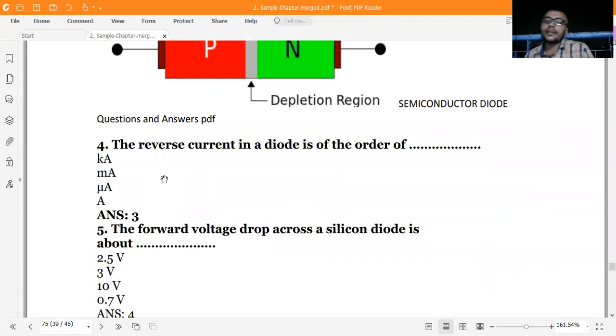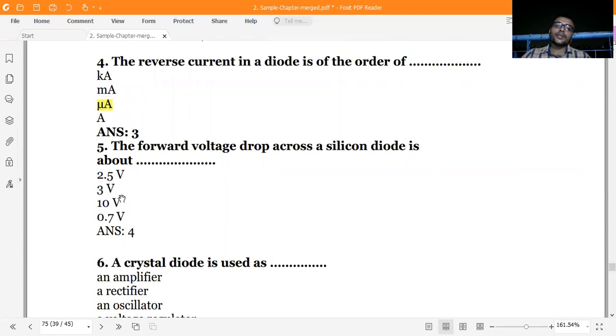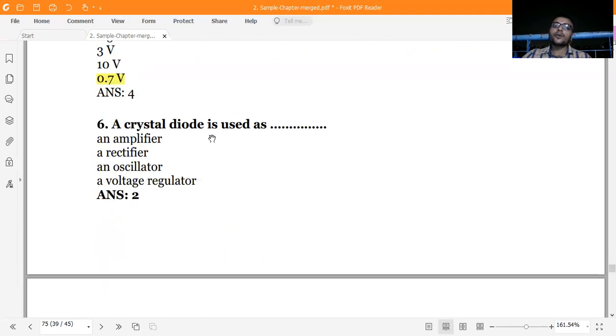The reverse current is always very low, and its value is in the order of microamperes. So in the correct answer, if you look at all the options here, microampere is there. The forward bias drop across a silicon diode is around 0.7 volt, and for germanium its value is 0.3 volts. A crystal diode is used as a rectifier.